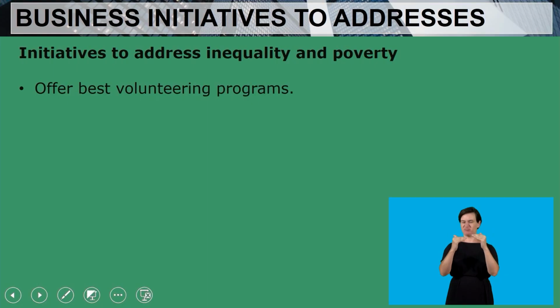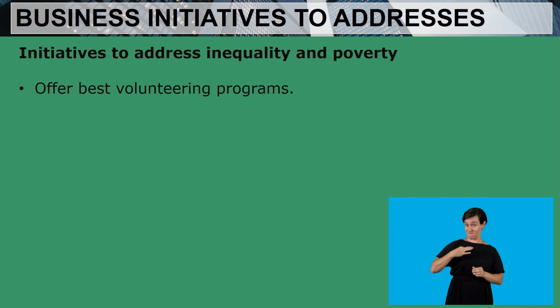Welcome back, grade 10s. Now let us look at our third concept for the lesson, which is initiatives to address inequality and poverty. Offer-based volunteering programs. This is an initiative that the business can do. They can offer volunteering programs to people in the community, whereby whenever they are equipped with the skills that they have trained them on, they can go back to the community and start their own businesses.